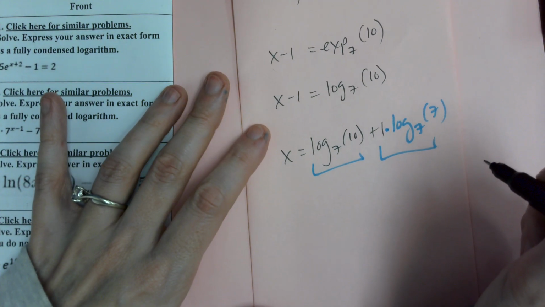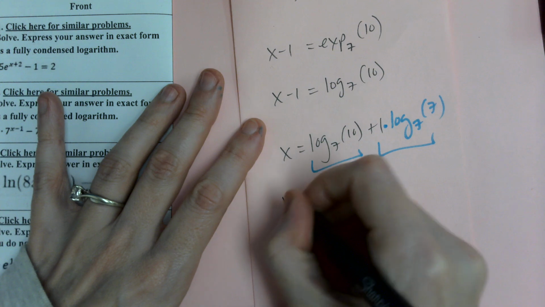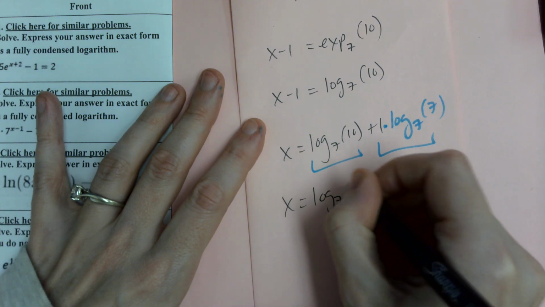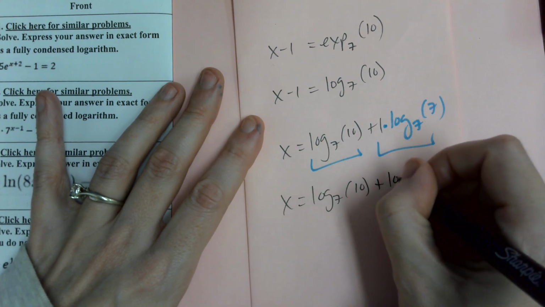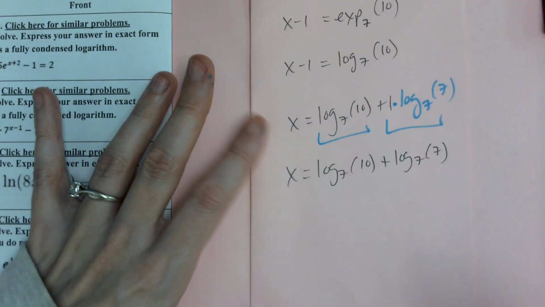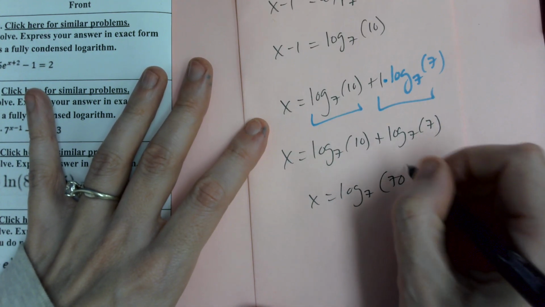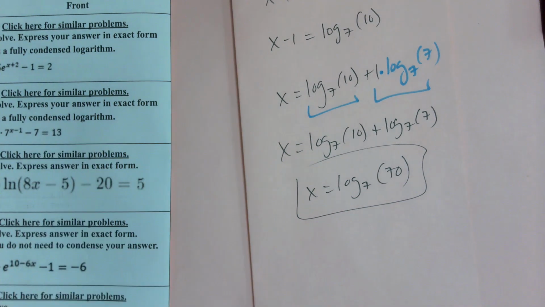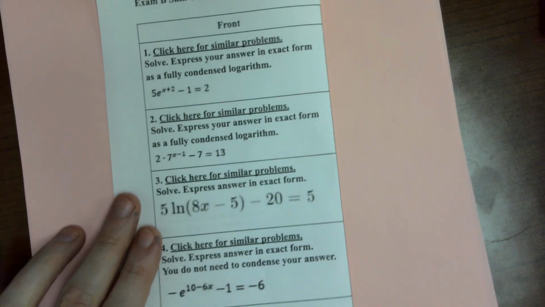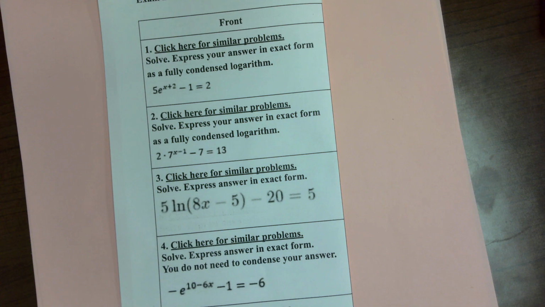Okay, this is just a 1, so I don't really have to bother moving it inside, because it's optional to even have it. So this is log base 7 of 10 plus log base 7 of 7, log base 7 of 70. Okay, now this next one. So these ones are like the reverse of the previous.